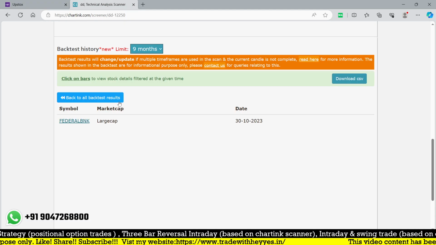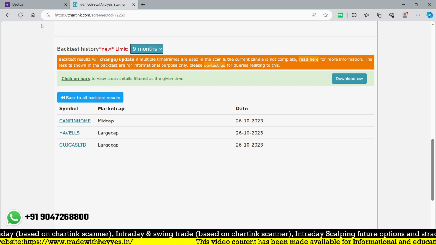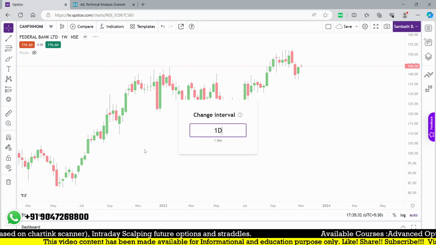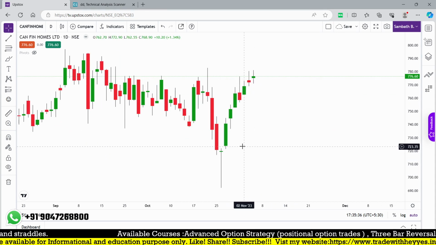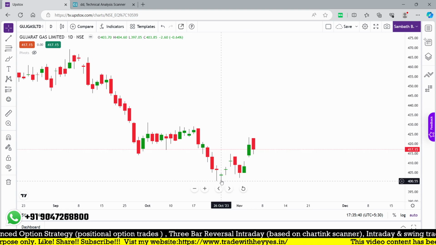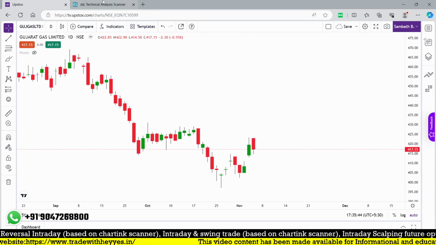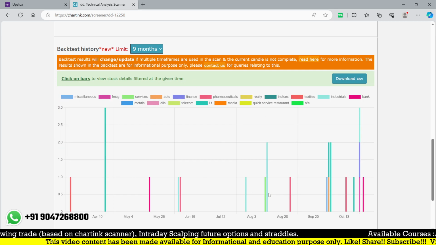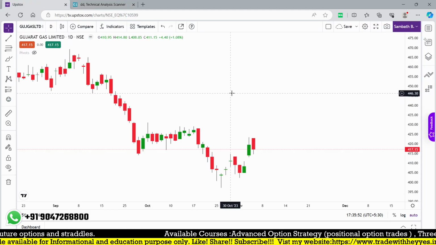On the daily time frame, we have a very small number of stocks, and at this point Canfin Homes, Havells and Gujarat Gas. So Canfin Homes, that should be on the daily time frame. This is a reversal. And Gujarat Gas, one more opportunity here, from 400, and now it is 423. So maybe the market went down and recovered back. So we can go for a previous backtest. Petronet and JK Cement on 16.8.